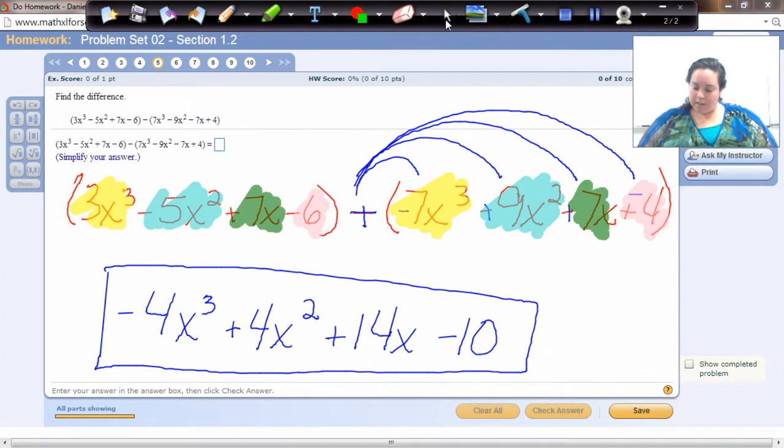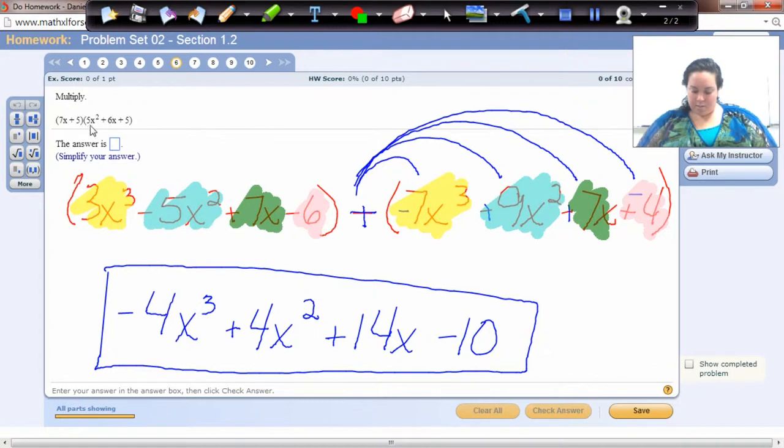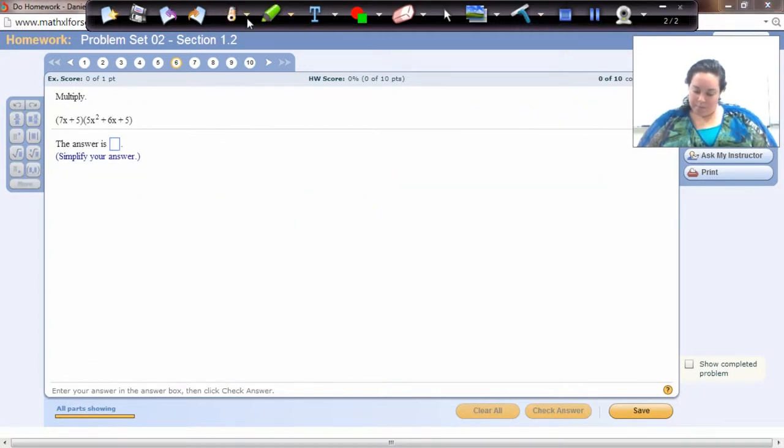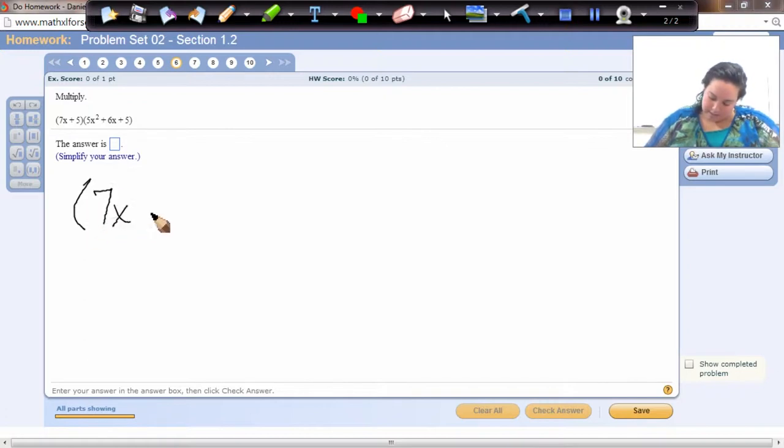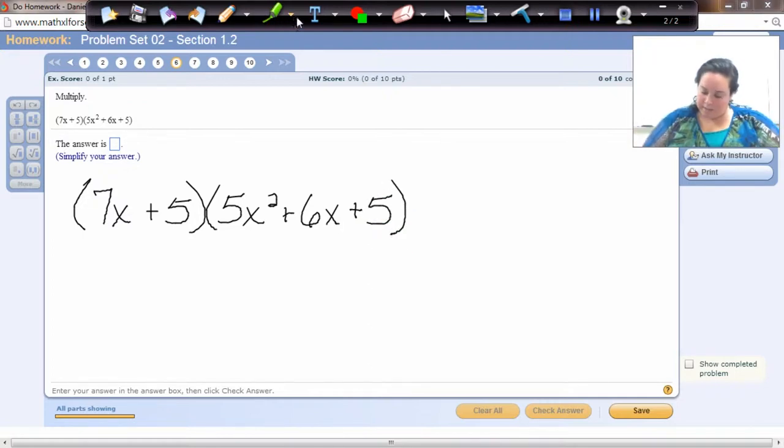All right, let's look at number 6. Here we need to multiply these two polynomials. We have a binomial here and a trinomial here, and we want to multiply them. We're going to multiply them by using distribution. All right, let me write this down: 7x plus 5 times 5x squared plus 6x plus 5. And we need to distribute.